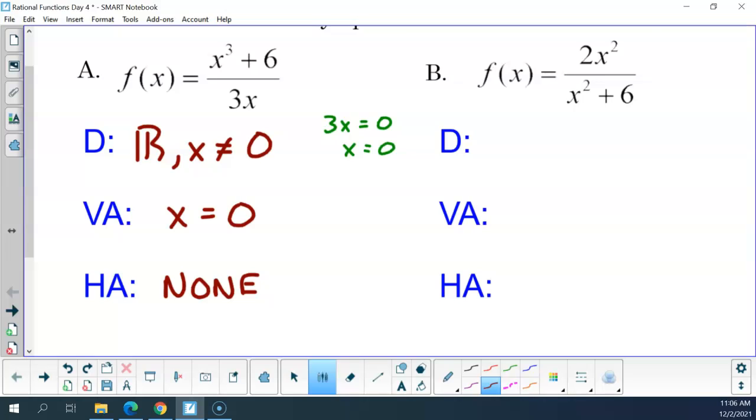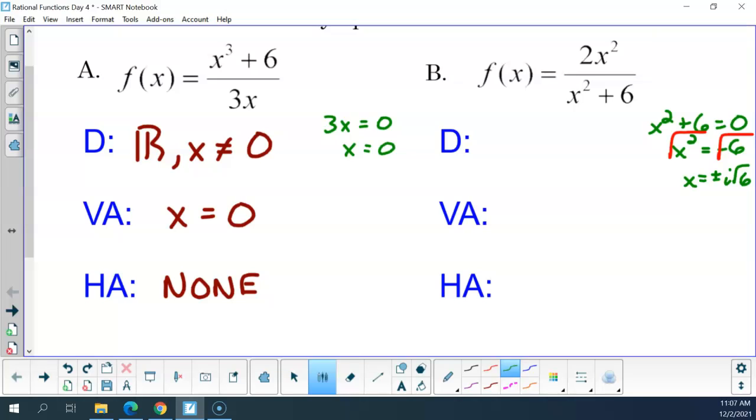Second one now. Gotta set the denominator equal to 0. Gotta solve it. Gotta square root it. Gotta get plus or minus i square root of 6. Oh, whoa. I thought you factored that out. Can't. Why? It's because it's a positive. It's plus 6, so you gotta subtract 6 to move to the other side.